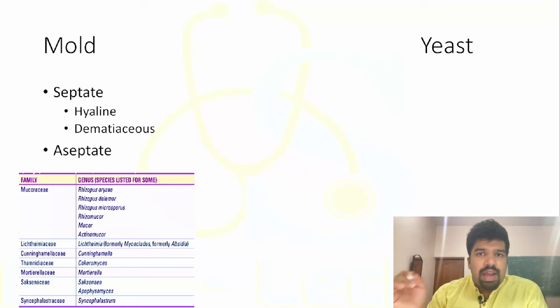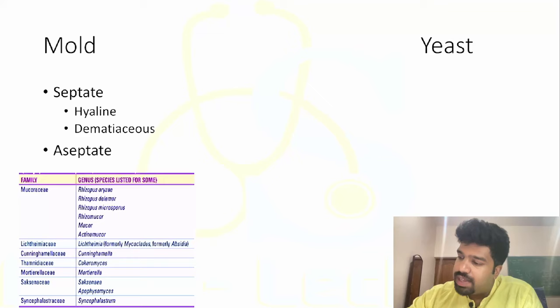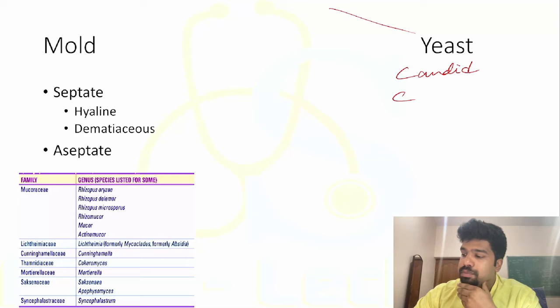Fungi are classified mainly on the basis of their morphology. We don't have a genetic classification in medical microbiology as such. So we divide the fungi into mold and yeast. Firstly, let's start with yeast. Yeast basically are three important organisms. The first one is Candida. It can be Candida glabrata, auris, or Candida albicans.